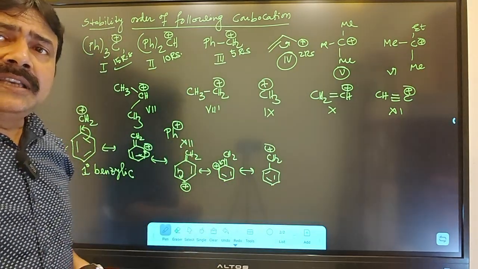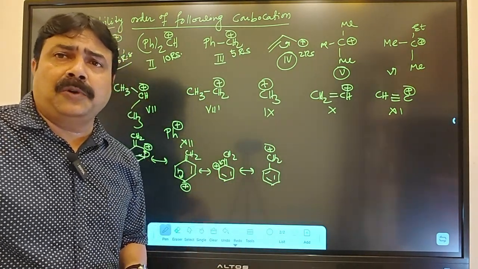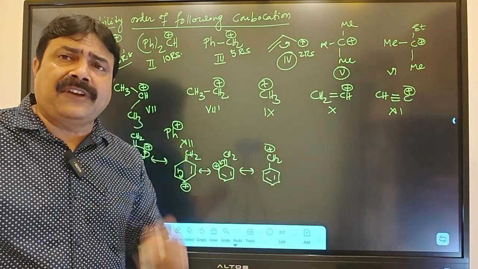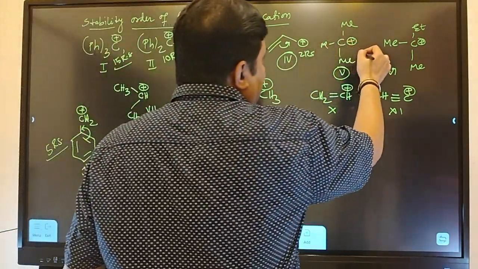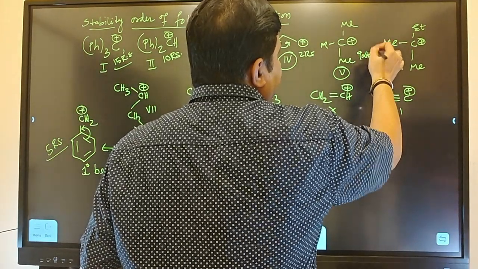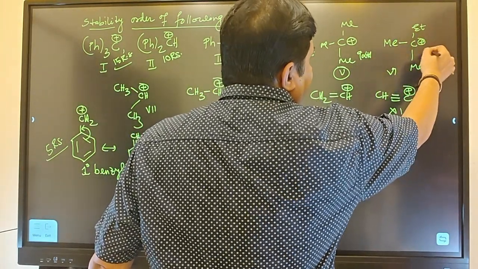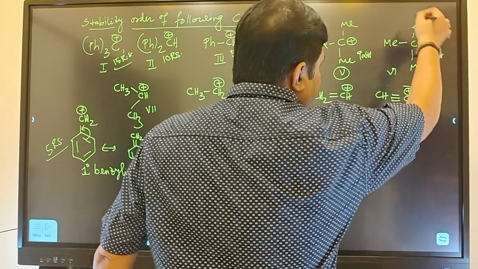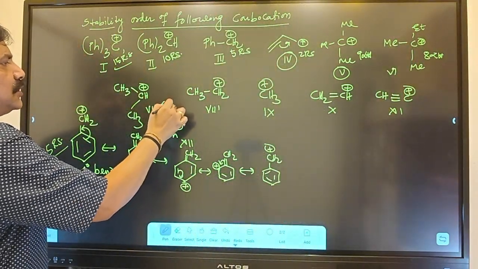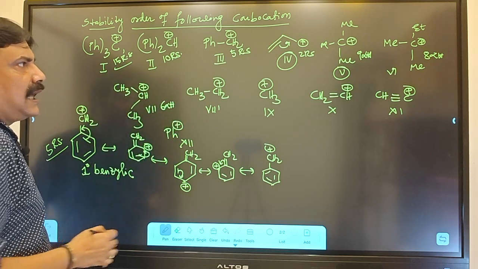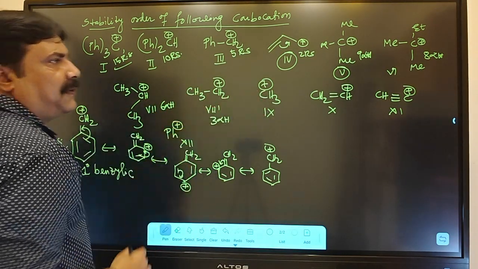Hyperconjugation is sigma-pi conjugation, where the sigma electrons of a carbon-hydrogen bond are delocalized with a vacant p orbital. Now with respect to this carbocation, there are 9 alpha hydrogens, and in this structure 3, 3, 6, and here there will be 2, 8 alpha hydrogens. With respect to the carbocation, here there are 6 alpha hydrogens, and here there are 3 alpha hydrogens. Here there is no alpha hydrogen.